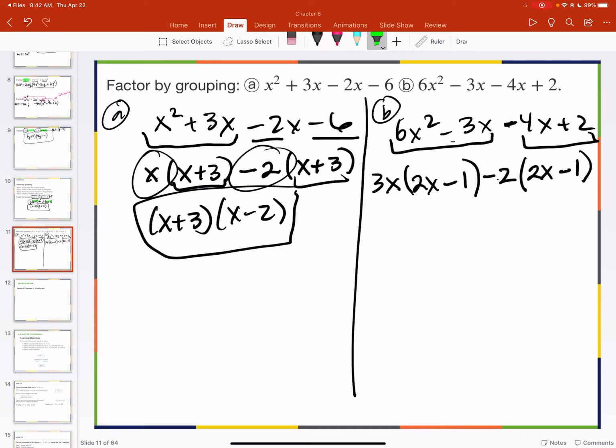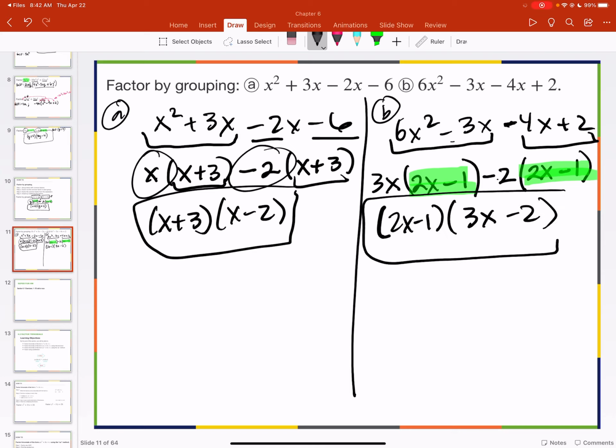So see, this ends up being the same thing. If you're trying to factor by grouping and you don't have the same term in the parentheses, something went wrong. It's a good way to see, oh, okay, am I going in the right direction? So there you go. So that's it.